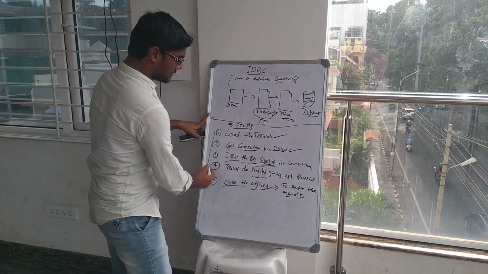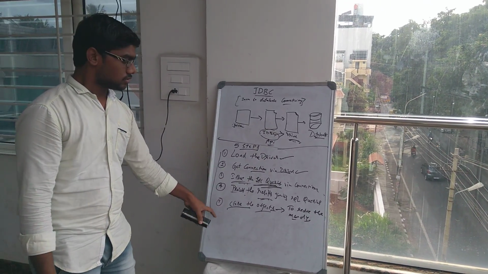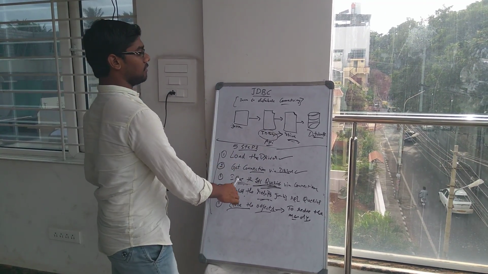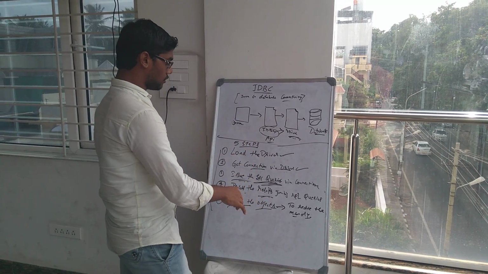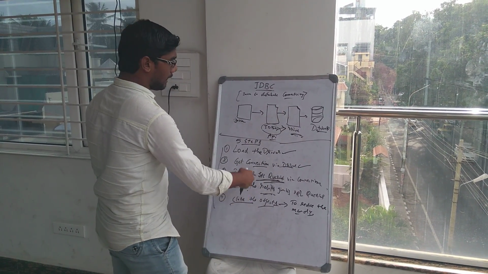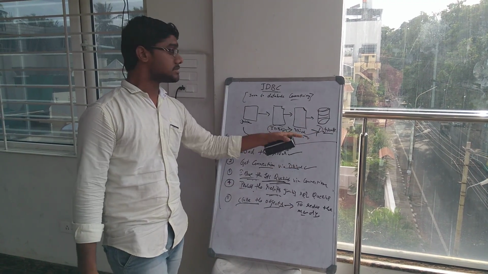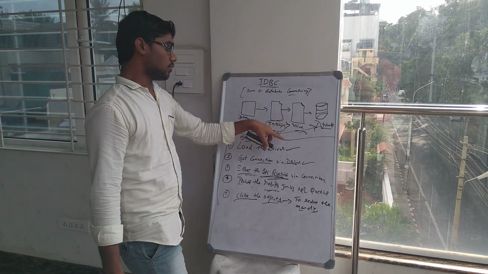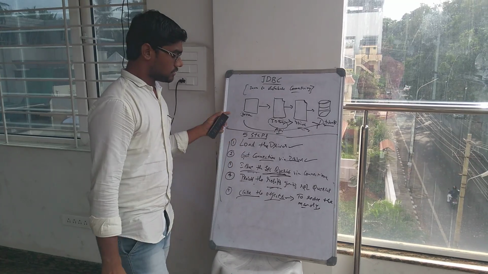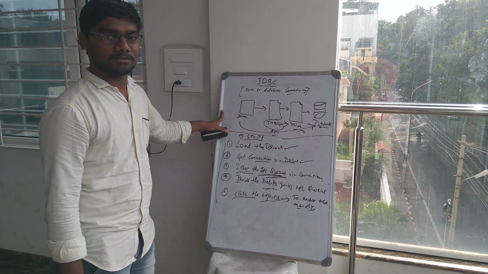So these are the 5 steps to be followed. This is a simple set of 5 steps used to connect a Java file to the database through the JDBC API. This is the brief introduction to how the JDBC API works.